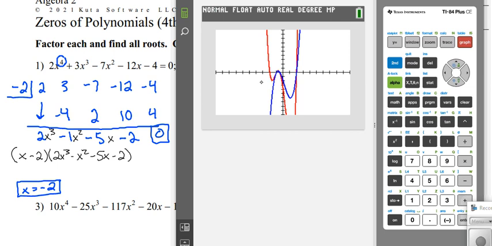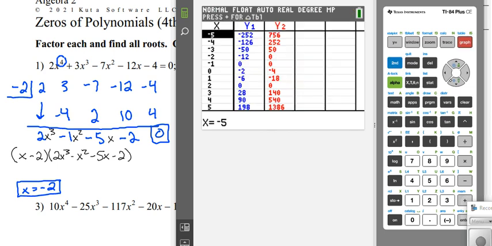Once you take out one of the real zeros, you will end up with a cubic function. And cubic functions have to have one real zero. So we're going to find another real zero from the graph itself.